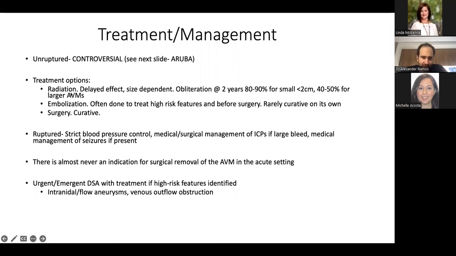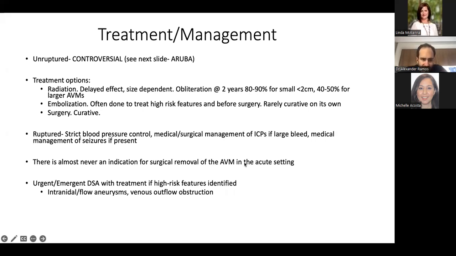Treatment options are radiation, which works better on smaller AVMs, and there's a lag time between radiation and the AVM actually shrinking. So at 2 years, you have an 80 to 90% control rate of AVMs for AVMs that are smaller than 2 centimeters, but it's down to 40 to 50% for large AVMs. And again, it takes 2 years. So you're kind of, quote unquote, unprotected for 2 years while you're waiting for the radiation to work.